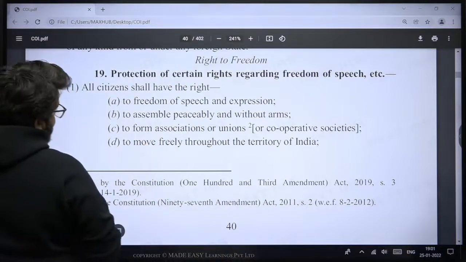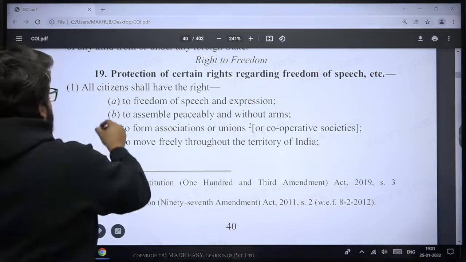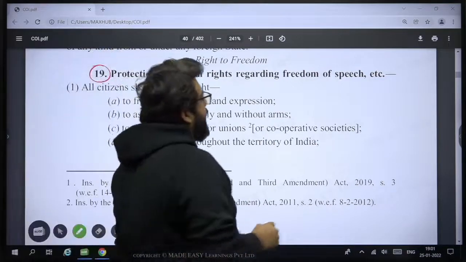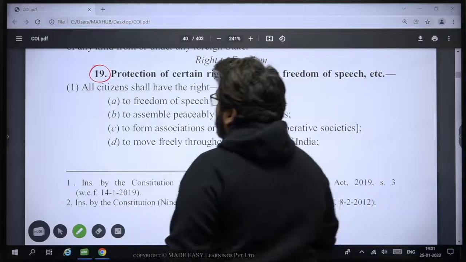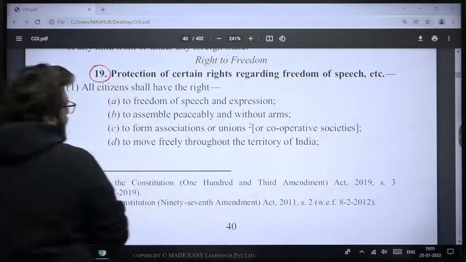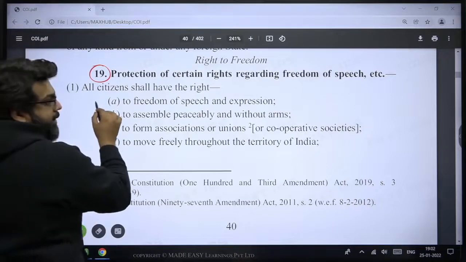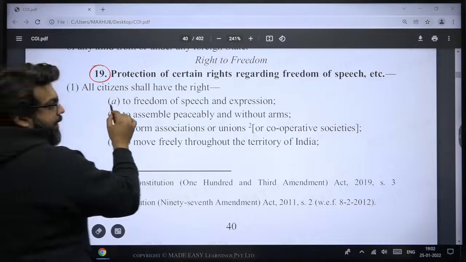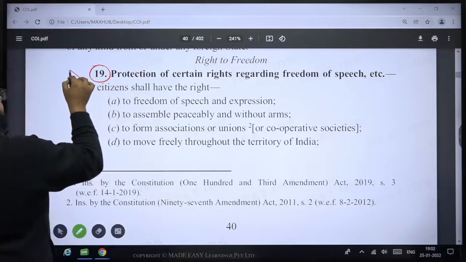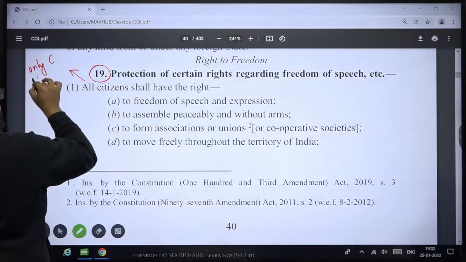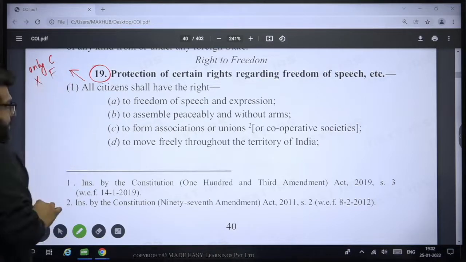All right. So article 19, protection of certain rights regarding freedom of speech, etc. That's the title. Now, article 19 clause 1, all citizens shall have the right to, which means this is the right available only for citizens and not for foreigners.